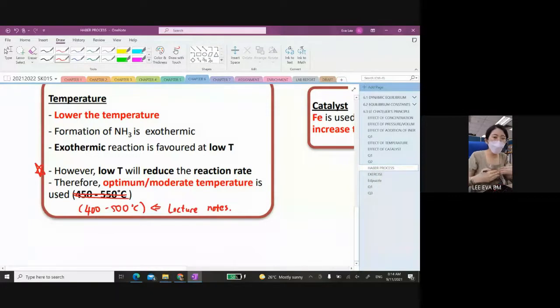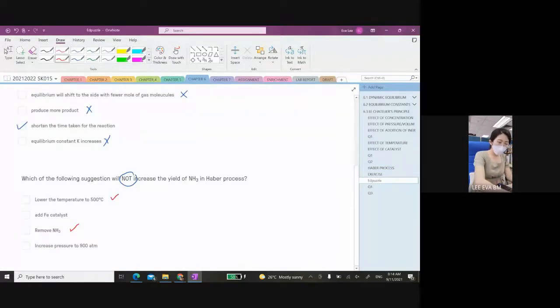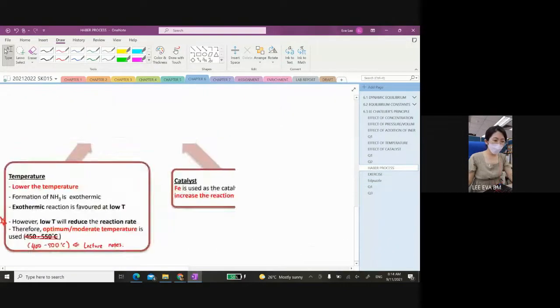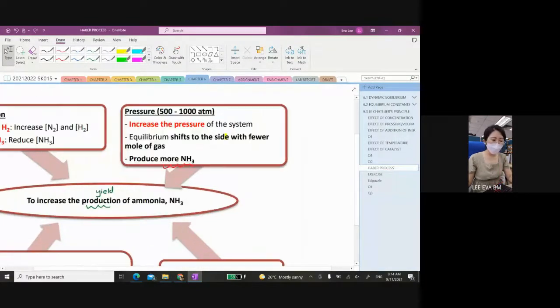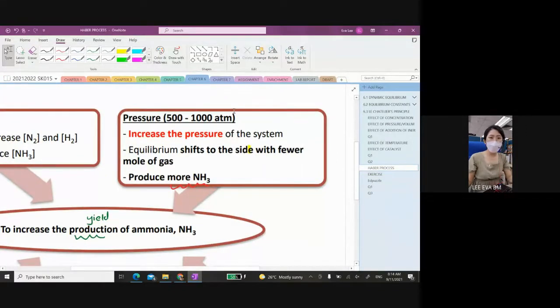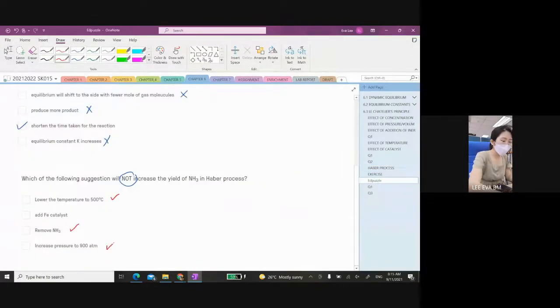Okay, so lower down the temperature will increase the yield of production because low temperature it favors exothermic reaction. Okay. So lower the temperature will increase the yield of NH3. Okay, increase the pressure to 900 atm. So pressure, one of the factors over here, increase the pressure. So when your pressure is within 500 to 1000 atm, for this part, 500 to 1000, that's okay. So increase the pressure, we shift the equilibriums to the side with fewer moles of gas. Therefore, you're going to produce more NH3. Semua sudah ada dekat sini dah. Okay. So the last one also will increase the yield of NH3. Yield adalah production, yeah, you remember that.